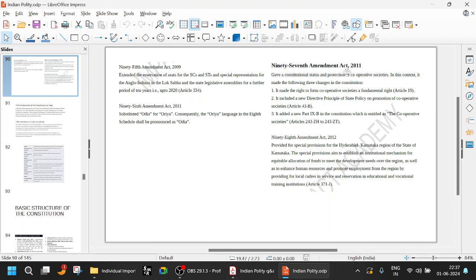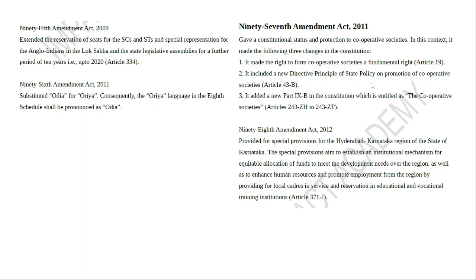So this is the 97th Amendment Act, 2011. Try to remember that. The 97th gave constitutional status and protection to cooperative societies, and it made the right to form cooperative societies a fundamental right under Article 19. Normally, Article 19 means we think of the right to speech, expression, residence, movement, association, profession, and all those things. But even the right to form cooperative societies is there in Article 19, starting from the 97th Amendment Act of 2011.